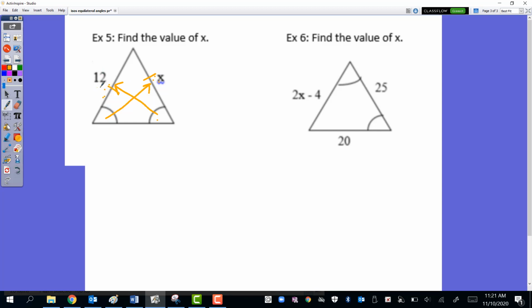So if this side is 12, then I know this side is also going to be 12. 12 equals x. They're equal to each other. And I don't need to solve this equation. That was pretty much it. Easy question.